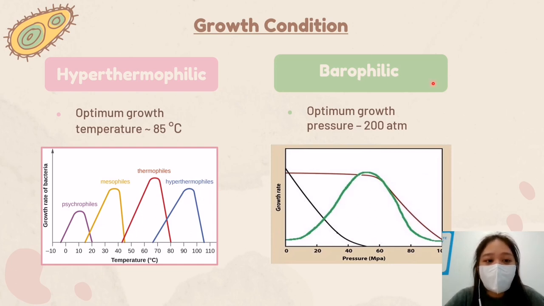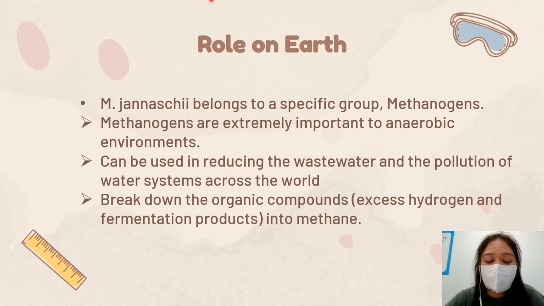And secondly, the bacterium is also barophilic, which means the organism can survive in a very high pressure environment. In this graph, the green line indicates the optimum pressure for the barophilics, which is an estimate of about 500 standard atmosphere, while for Methanococcus jannaschii, its optimum growth pressure is about 200 standard atmosphere. So Methanococcus can be isolated from the surface material collected from the base of a white smoker submarine hydrothermal vent.